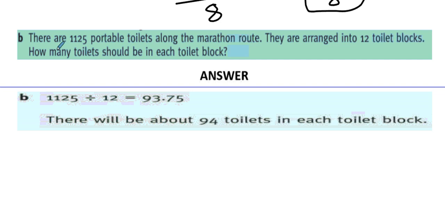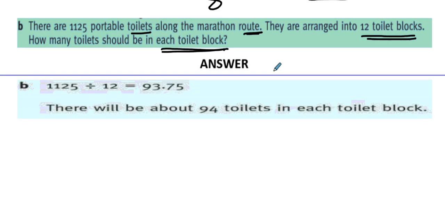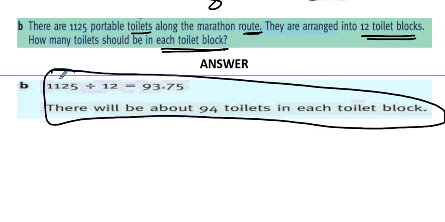The next question. There are 1,125 portable toilets along the marathon route. They are arranged into 12 toilet blocks. How many toilets should be in each toilet block? This is the answer which we figured out here, but let me show you how.